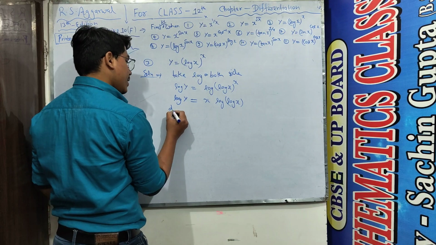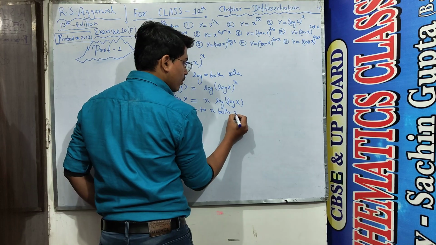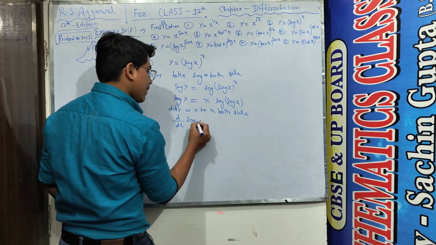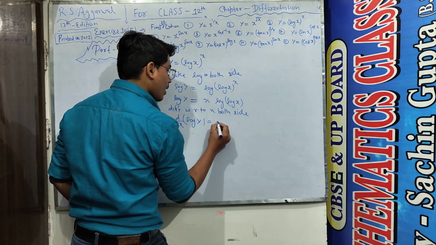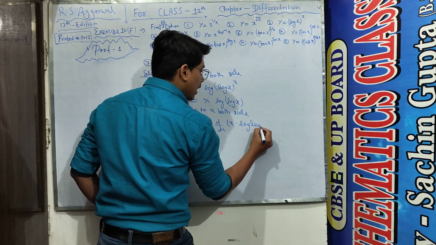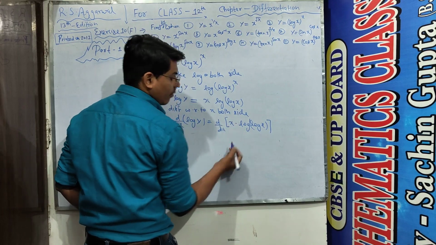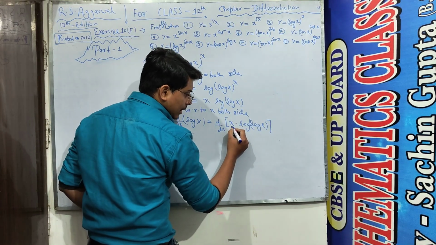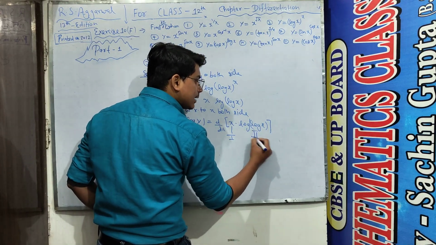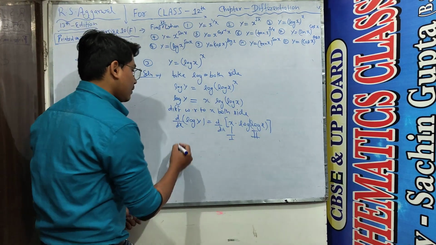Now I differentiate with respect to x both sides. So it becomes d/dx of log y and d/dx of x into log of log x. One more thing here: x is our first function and log of log x is our second function. So we apply here the first-second rule of differentiation in the multiplication form.